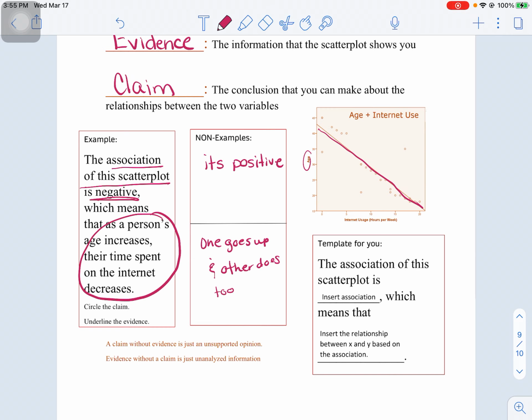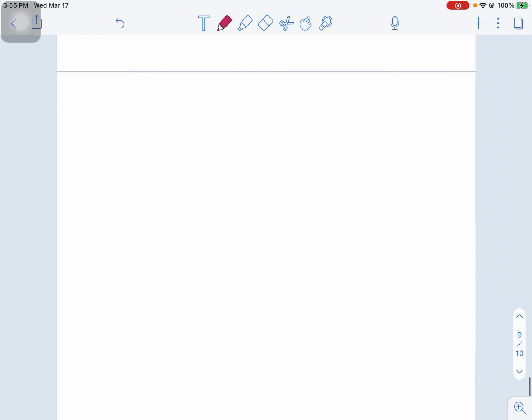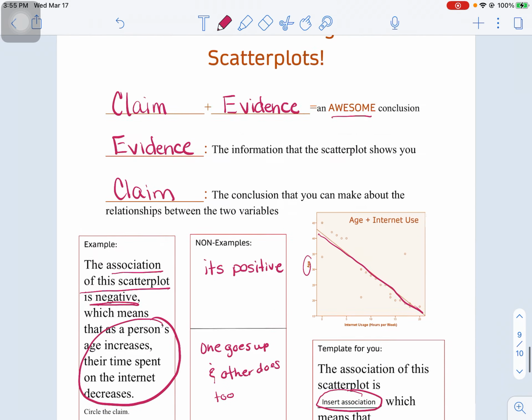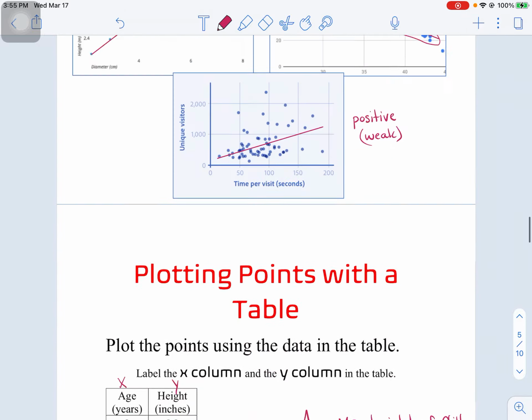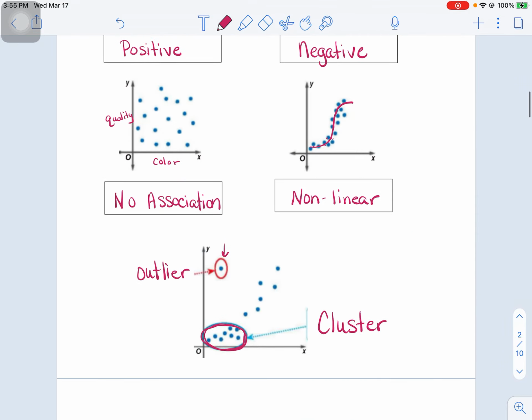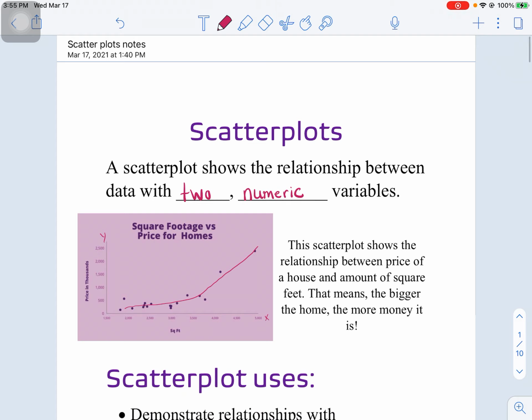So here's a template that you can use to help you make your conclusions. So the association of the scatter plot is, tell me what you see. That's what you see on the graph. Is it linear, nonlinear, positive, negative? What are you seeing? Which means that, and then tell me about the relationship using the x and y variables. So tell me about that. Now, you're going to get some practice. Remember that at the end, you are going to be responsible for all of the notes, so make sure you have filled them out fully.